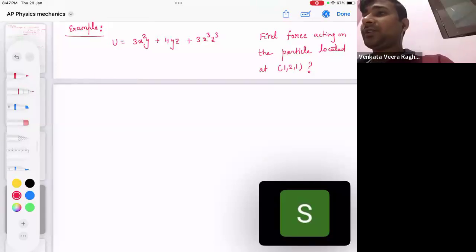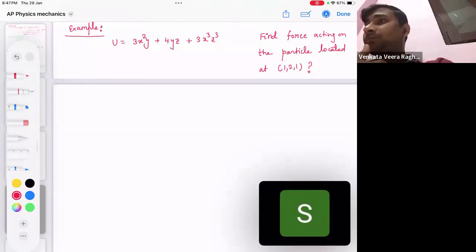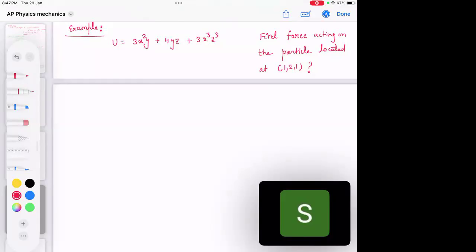So please tell me how much is that coming? What is the force coming? Minus 21i, minus 7j, minus 17k.